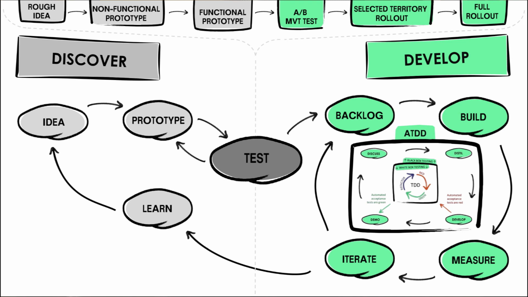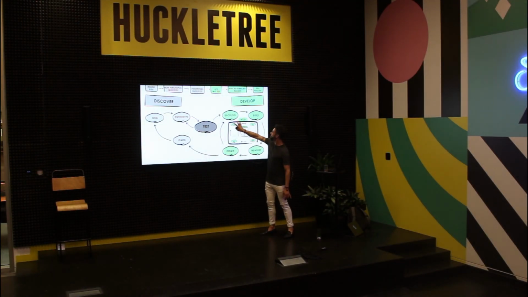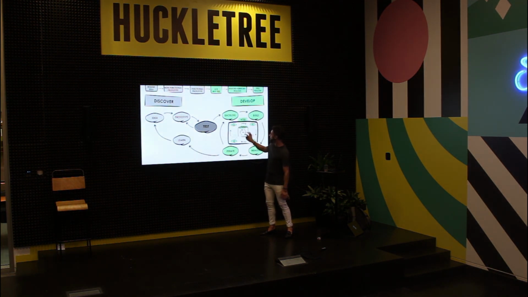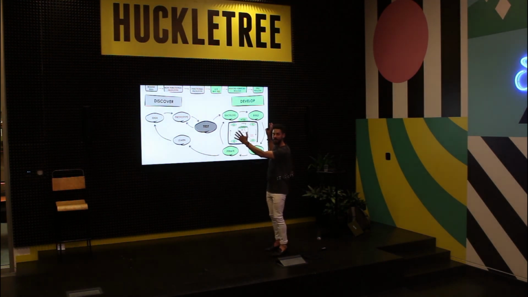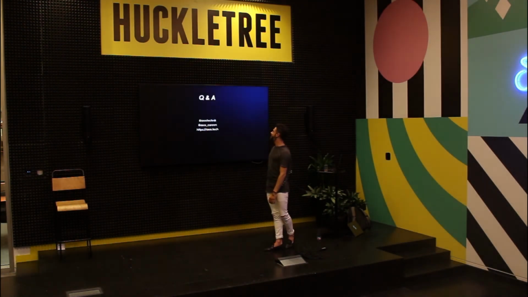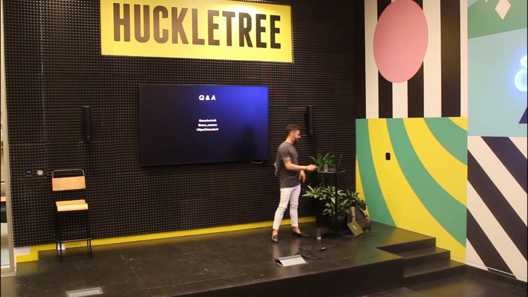And then our ATTD sits kind of in here between our backlog and build largely. This cycle happens. Within that is our TDD cycle, and so we end up with our small. Yeah, and that is about it.